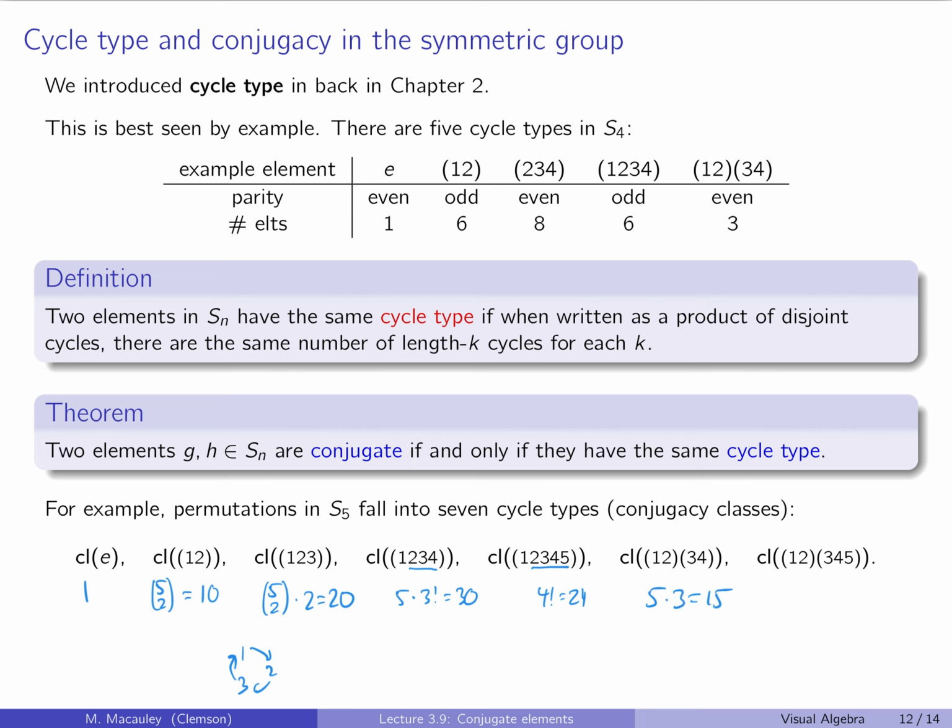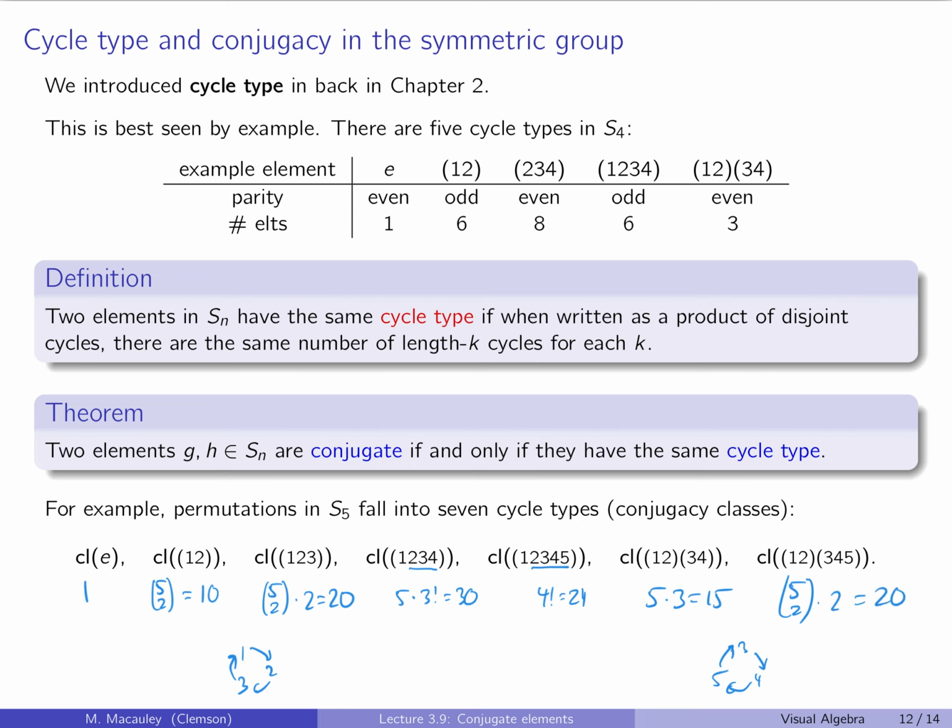And finally, what about this one? Well, we have 5 choose 2 ways to pick the 2 cycle. And then we have sort of like what we have over here. If we have the remaining elements, in this case, 3, 4, 5, there are 2 ways we can cyclically order them. So that is 2. So 10 times 2 is 20.